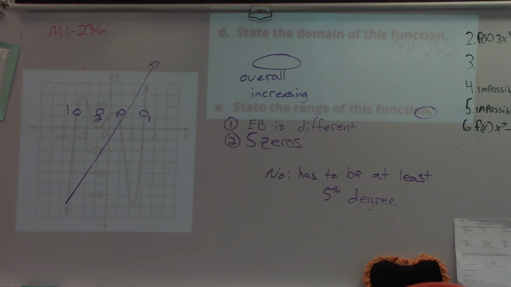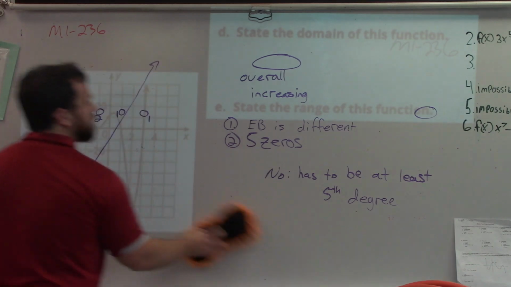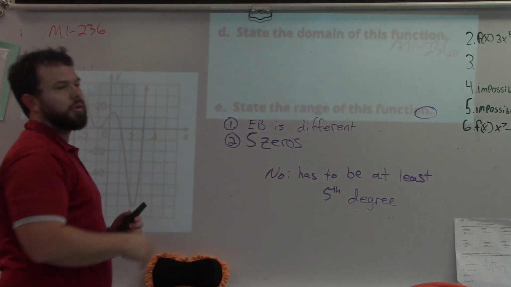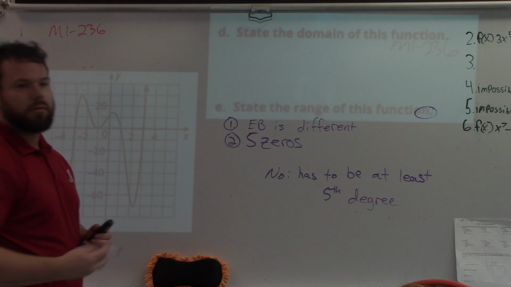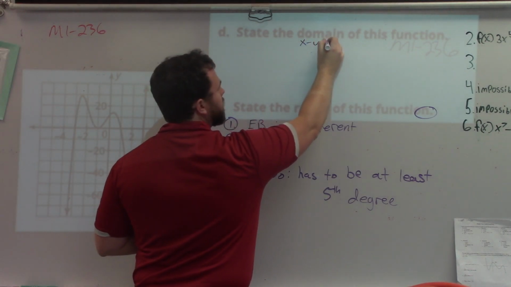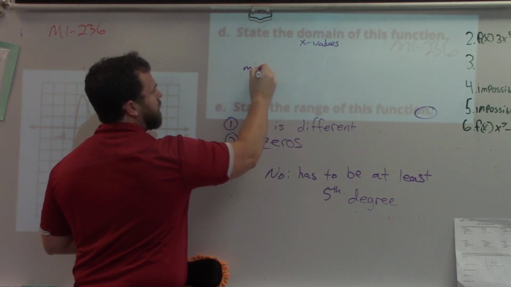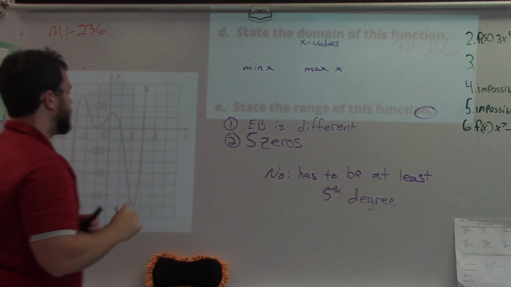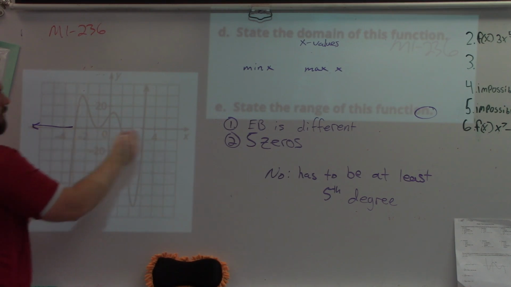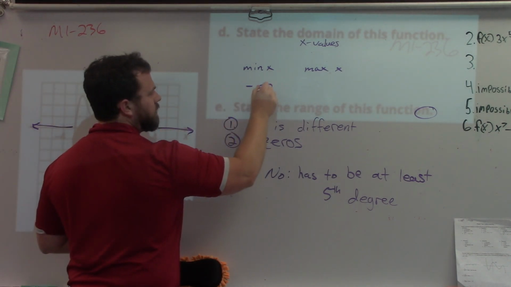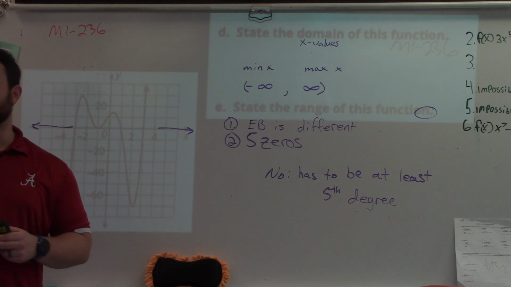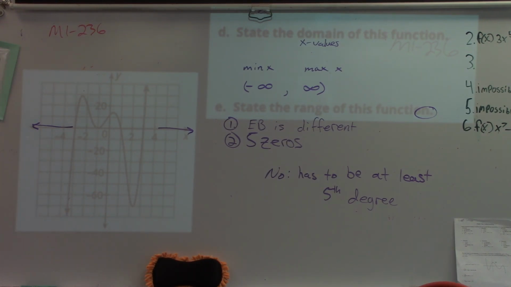Okay, domain of this function. What would be the domain of this? By the way, for part of your evidence of understanding, what's a note you could always make about domain to help? That it's X. That it's what? X values. So I need the minimum X and I need the maximum X. What's the minimum X? Negative. Yeah, does it ever quit going left? No. Okay, does it ever quit going right? No. So the minimum X is? Negative. Maximum? Positive. There's my domain. Notice very simple details to provide evidence of understanding.